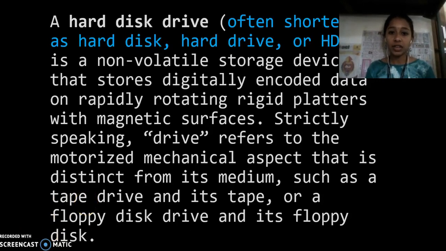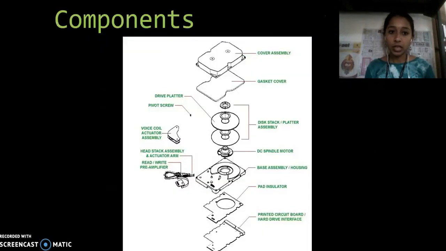Strictly speaking, the drive refers to the motorized mechanical aspect that is distinct from its medium, such as the tape drive and its tape, or the floppy disk. So the components of the hard disk are: a cover assembly, then a gasket cover, then the drive platter, the pivot screw, and a drive stack or platter assembly.